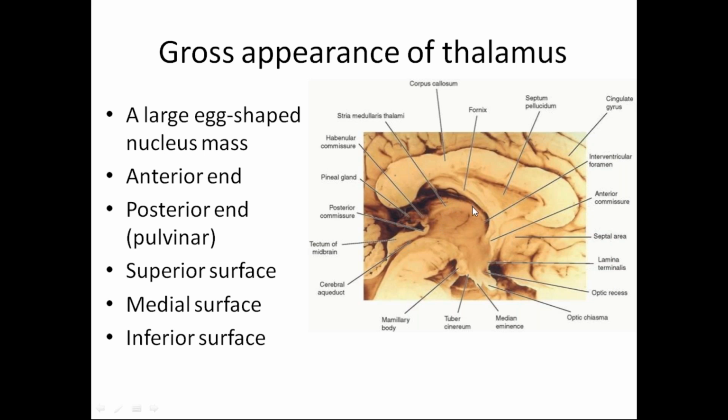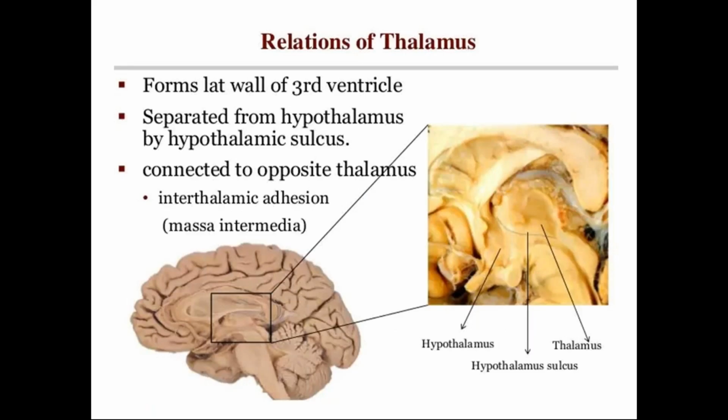It has a superior surface, a medial surface, and an inferior surface, and it also has a lateral surface which would be coming against the lateral ventricle. So now let's come and see this. The thalamus forms the lateral wall of the third ventricle. So I hope you understand that the third ventricle is a slit-like cavity between the two thalami. So the lateral wall is formed by the thalamus. Separated from the hypothalamus by a thin sulcus which is called the hypothalamic sulcus, and it is connected to the opposite side by this small mass of gray matter called the interthalamic adhesion.